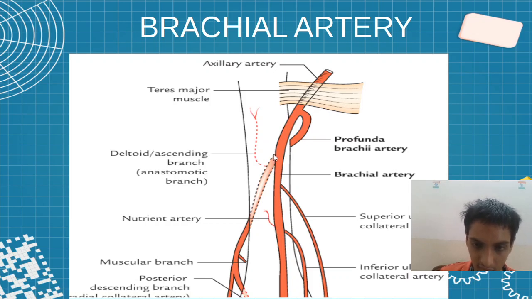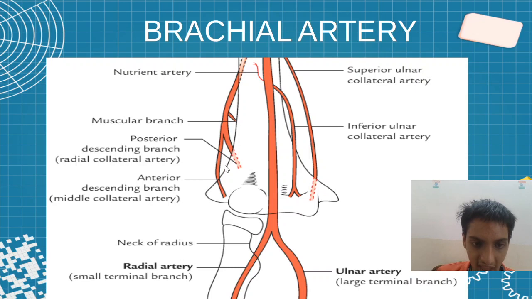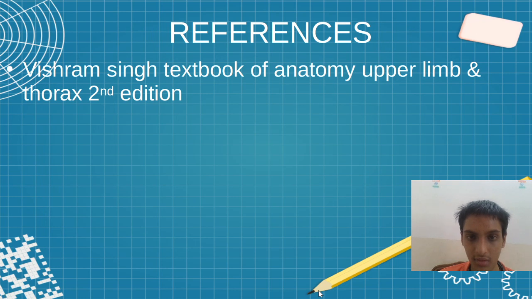Then this is the profunda brachii, giving a small branch supplying the deltoid. And then it's continuing down to give the muscular branch. Then we have the anterior and posterior descending branches. And then we are finding this brachial artery is continuing down, dividing into the radial and ulnar arteries.